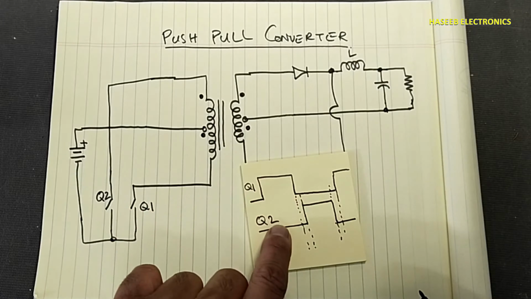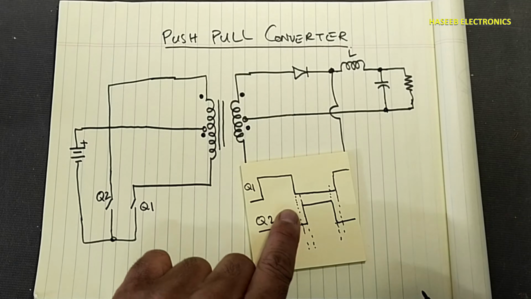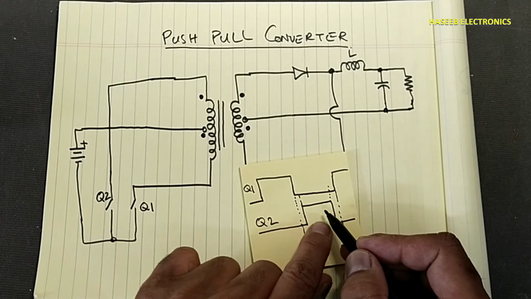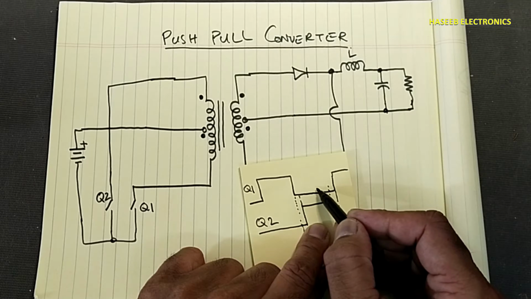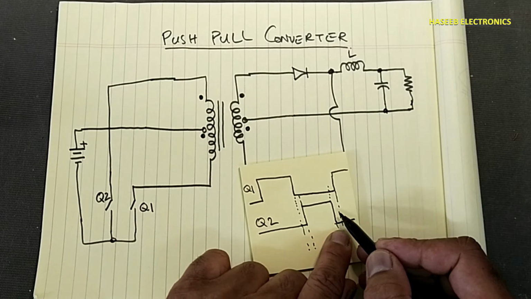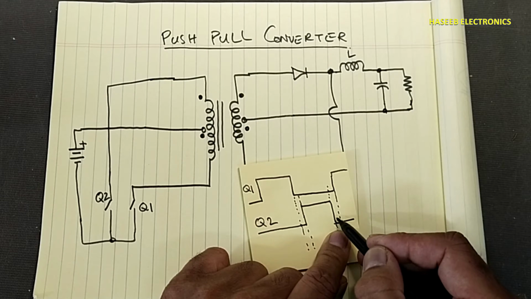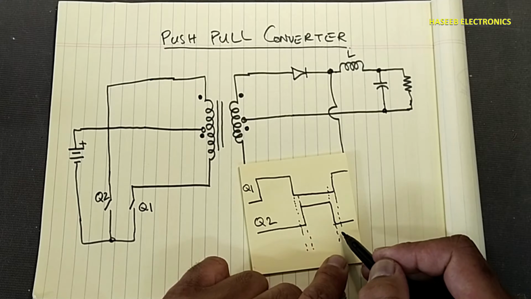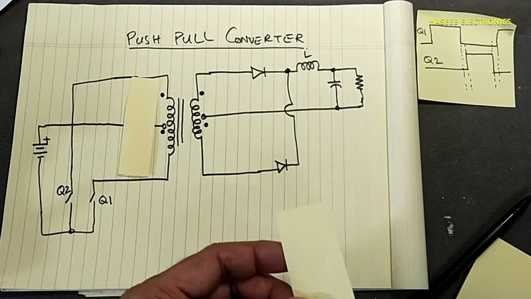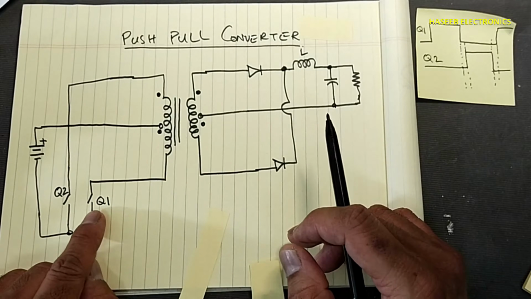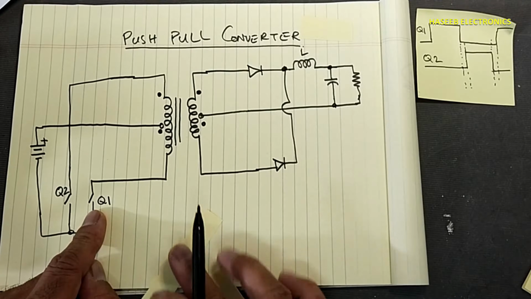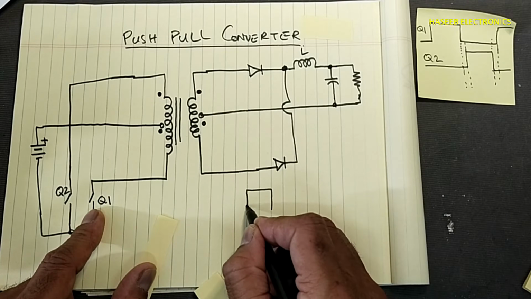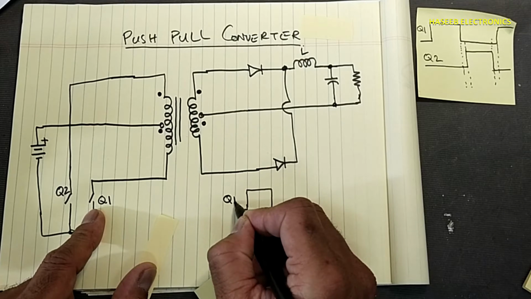Q1 will turn on, Q2 will remain off. Then both channels will remain off. Then Q2 will turn on, Q1 will remain off. Then this is already turned off. So this time is called dead time. When Q1 turns on, this is the turn-on time of Q1.